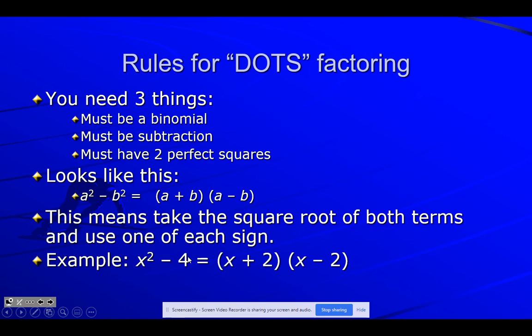Here's an example. X squared minus 4. X squared minus 4 is a binomial because it's two terms. It has subtraction. X squared is a perfect square, as is all even-powered variable terms. And 4 is a perfect square because 2 times 2 is 4. This factors into x plus 2 and x minus 2.